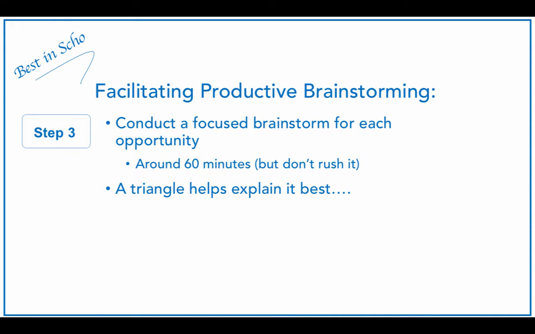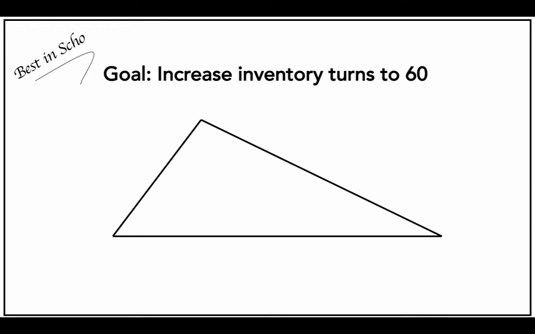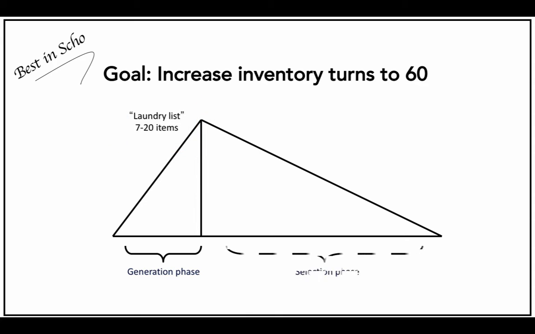Step 3 is to conduct a focused brainstorm for each opportunity. Each session should be around 60 minutes, but don't rush it if it needs more time. I like to use a triangle to help explain the brainstorm. The first phase is the idea generation phase. A ballpark range I like to suggest is to come up with a laundry list of around 7 to 20 items, depending on the nature of the brainstorm.